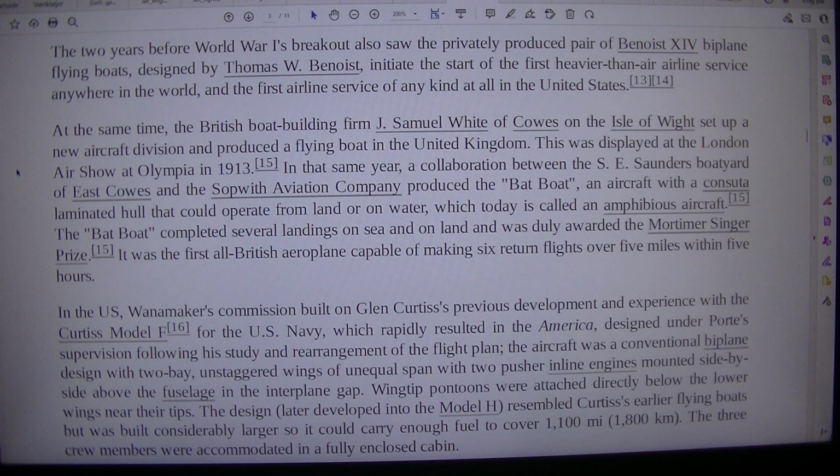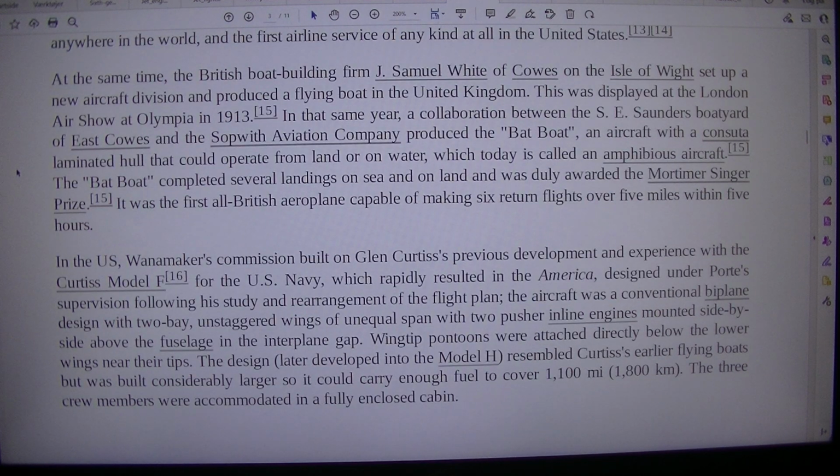In that same year, a collaboration between the S.E. Saunders Boatyard off East Cowes and the Sopwith Aviation Company produced the Bat Boat, an aircraft with a consuta-laminated hull that could operate from land or on water, which today is called an amphibious aircraft.